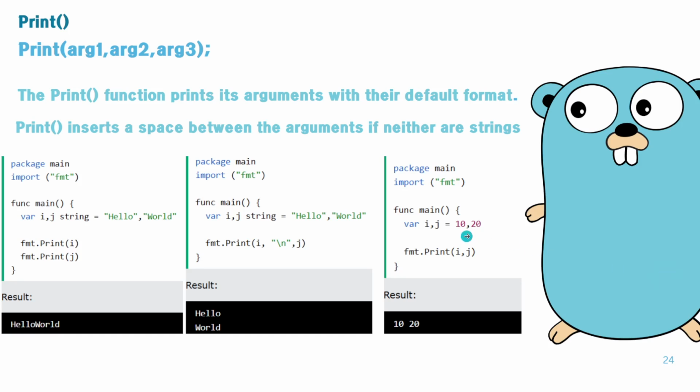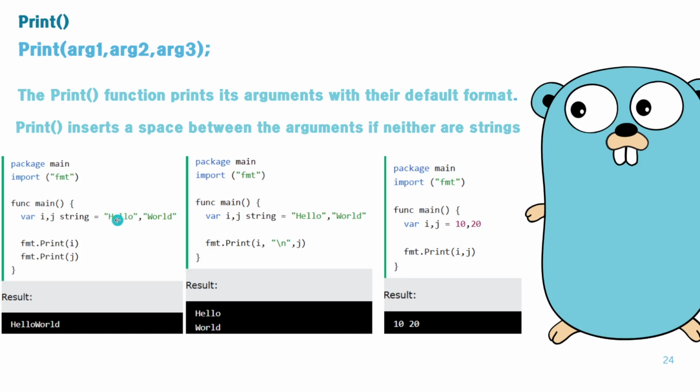So first, let's take a look at the print function. The print function prints its arguments using their default format. If the arguments are not strings, spaces are inserted between them. Now, there are three examples that I have put here.